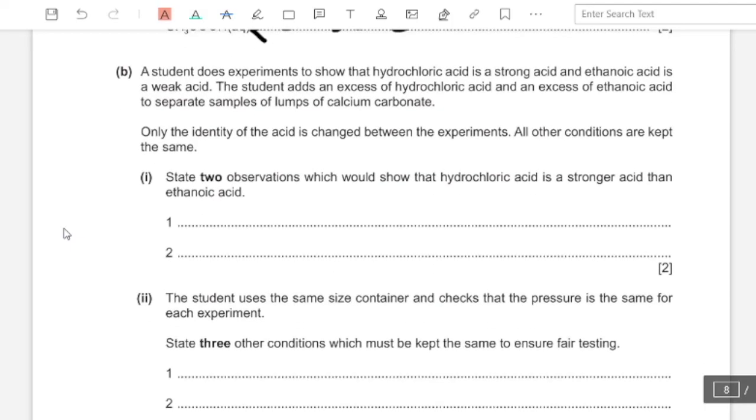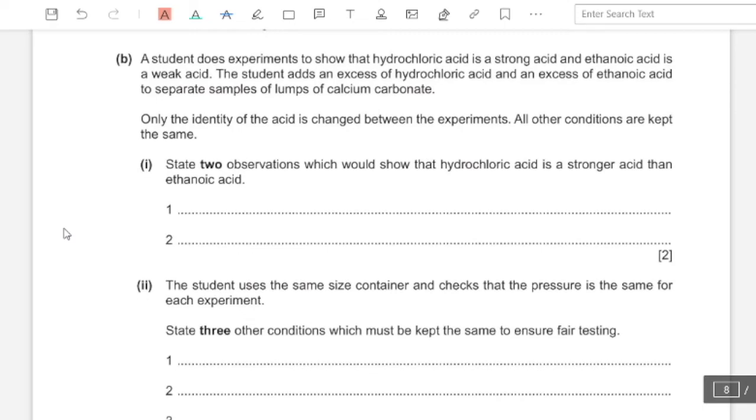B. A student does experiments to show that hydrochloric acid is a strong acid and ethanoic acid is a weak acid. The student adds an excess of hydrochloric acid and an excess of ethanoic acid to separate samples of lumps of calcium carbonate. Only the identity of the acid is changed between the experiments. All other conditions are kept the same. 1. State 2 observations which would show that hydrochloric acid is a stronger acid than ethanoic acid.